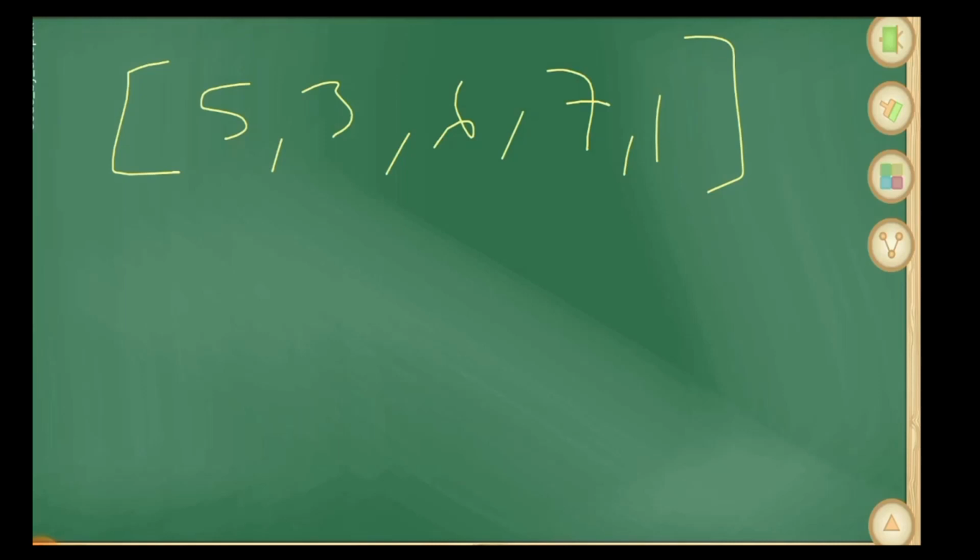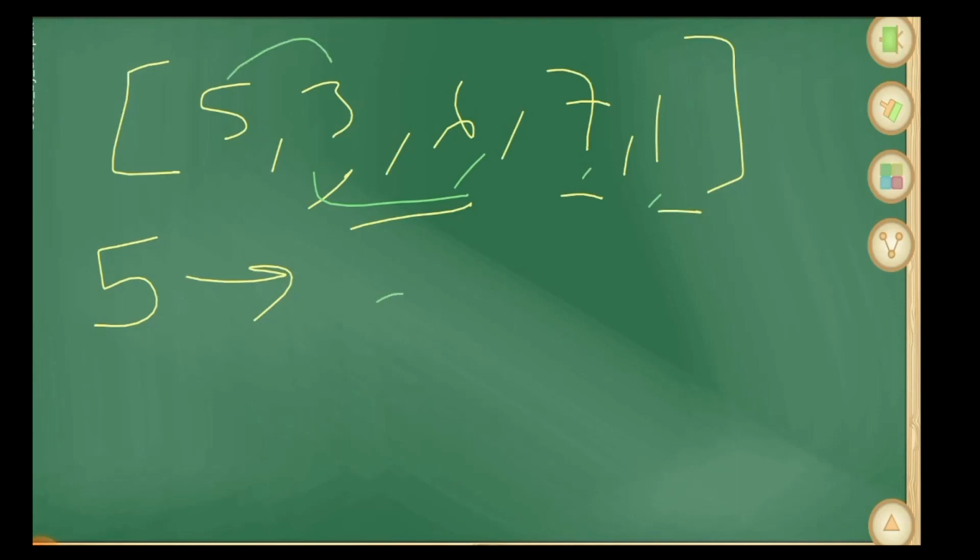So the first approach that came to mind is the brute force approach. And what is that? You pick up the first element 5 and then you traverse the whole array 3 6 7 1, and take the absolute difference. For example 5 and 3, the difference came out to be 2, 5 and 6 the difference came out to be 1, because we have to take the absolute difference.